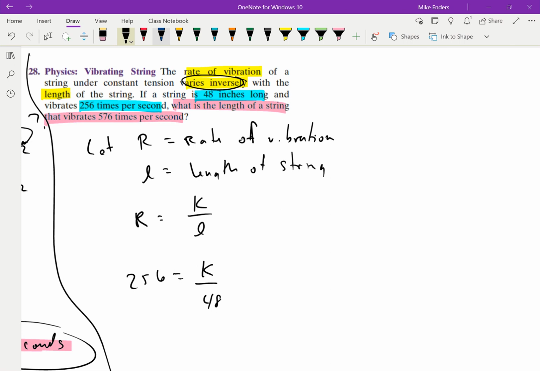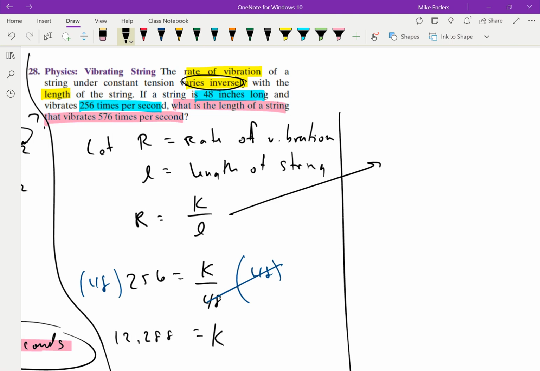And if I go ahead and solve this, I can multiply both sides by 48. The 48s on the right go ahead and cancel. So K is going to equal 48 times 256, and plug that in the calculator. That works out to 12,288. So now I can take this equation and fill in K. So that's going to be 12,288 varies inversely with length. So what we just did down here is we used all that information to find K.